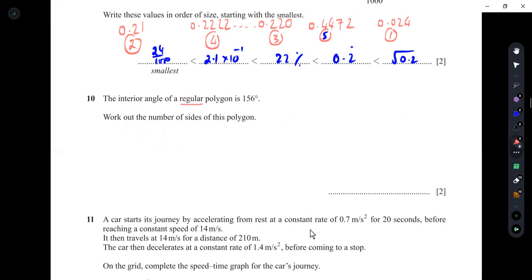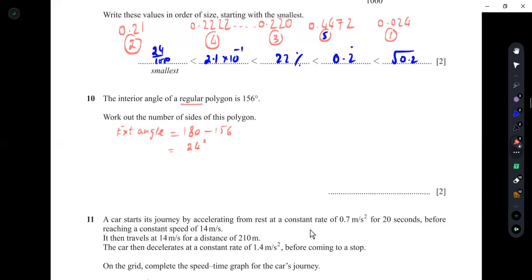The interior angle is 156, so we can find the size of each exterior angle. We know that interior angle plus exterior angle is 180 degrees. They are supplementary. So each exterior angle is 180 minus 156, which is 24. So each exterior angle is 24. It's a regular polygon, and we know that the sum of exterior angles of any polygon is 360 degrees.